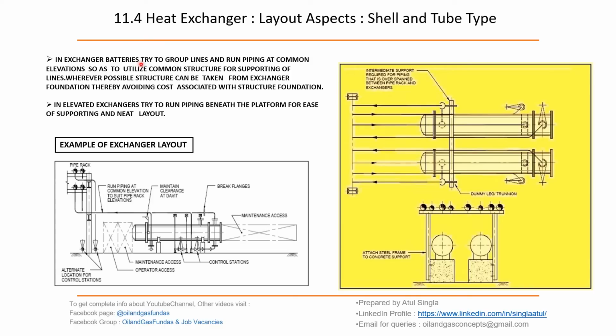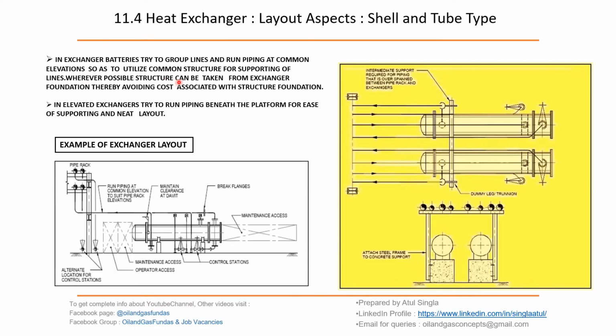In exchanger batteries, try to group lines and run piping at a common elevation. If you see, we have routed all the lines to a common elevation, and at the same elevation these lines are coming out from the exchanger area and entering into the pipe rack.